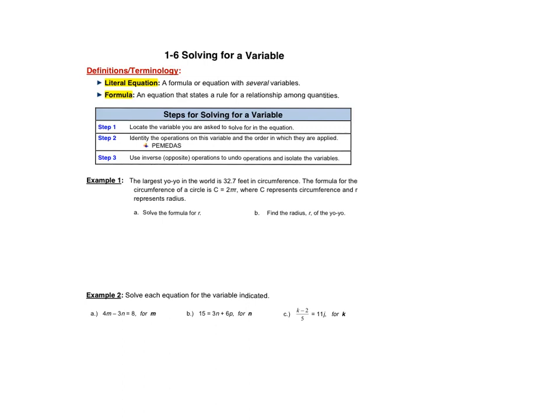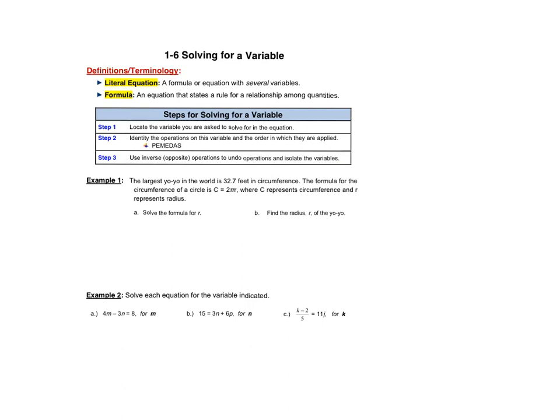This is 1-6, solving for a variable. We have a couple of vocab words here. A literal equation is a formula or equation with several variables in it. You might use these in science class often, so this is going to be helpful for you guys in the future. A formula is an equation that states a rule for a relationship among quantities.